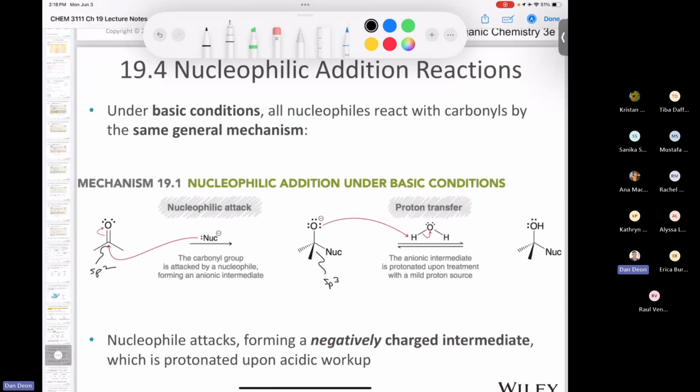So it says here that the nucleophile attacks forming a negatively charged intermediate. And that is this guy right here. And then it gets protonated in the second step upon acidic workup. Now here it says water. In this step, you could write H3O plus. Either one is totally acceptable. There's not one that's right and one that's wrong. They're both completely fine. It would actually kind of depend on the situation.